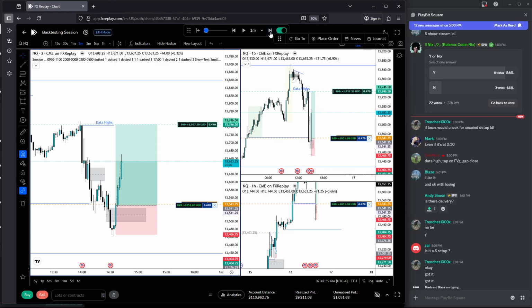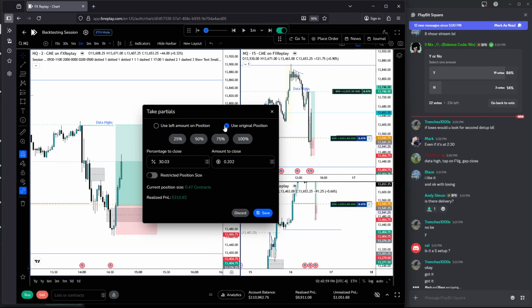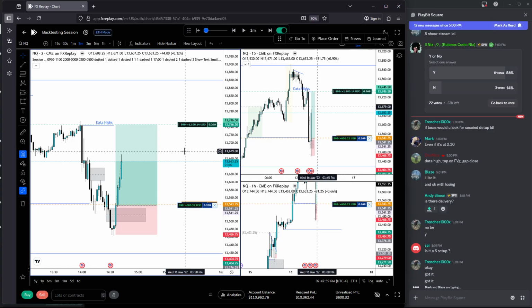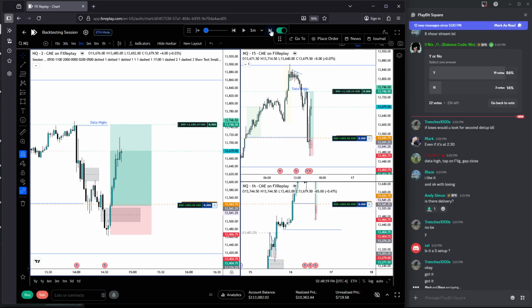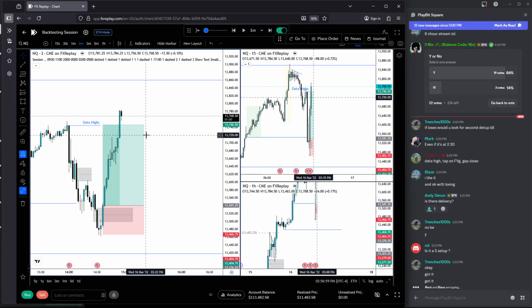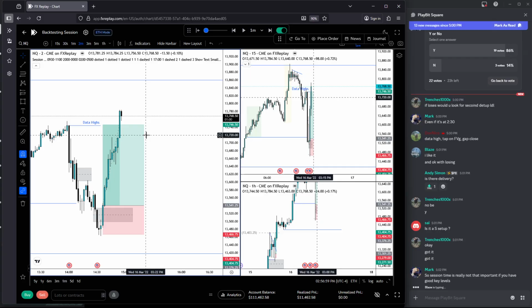How do you trim 30% there? I'm not going to be greedy. I'm going to follow my trim. I want to trim another 30 here, and now I want to take full TP at data highs if it wants to go. Bang! There you go.